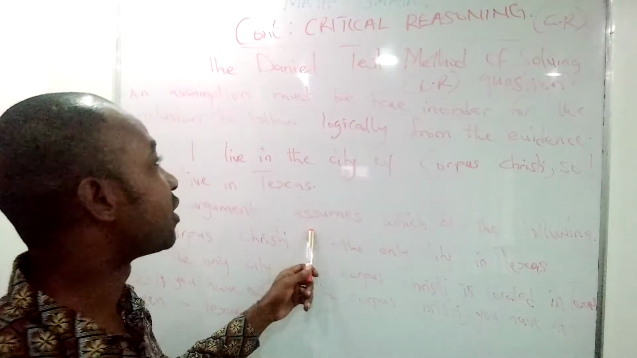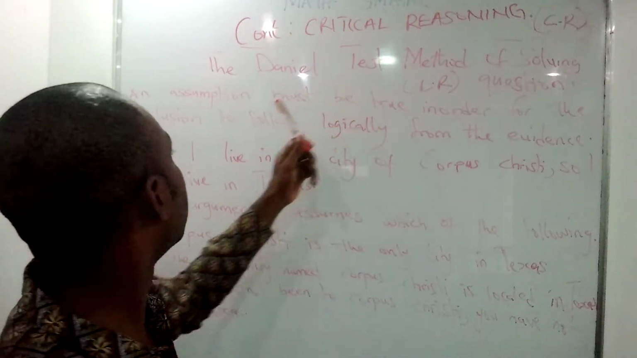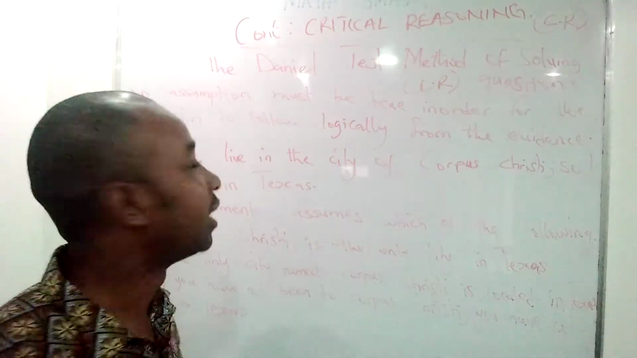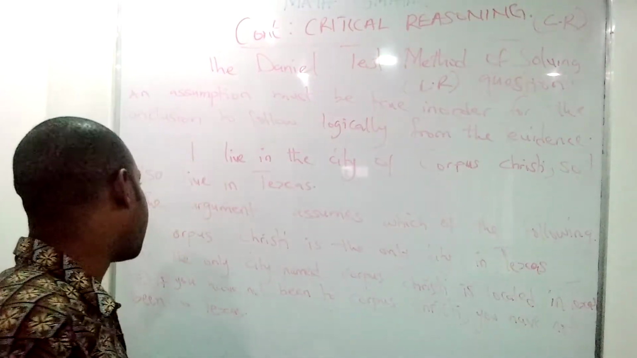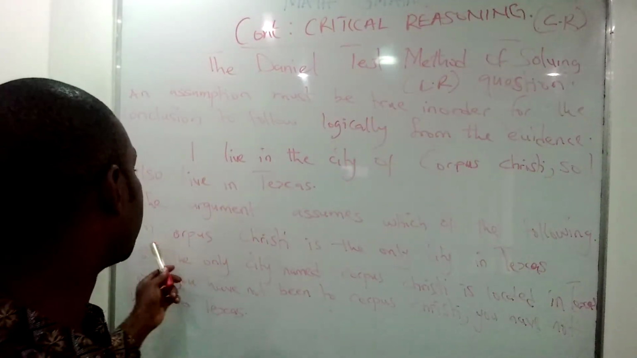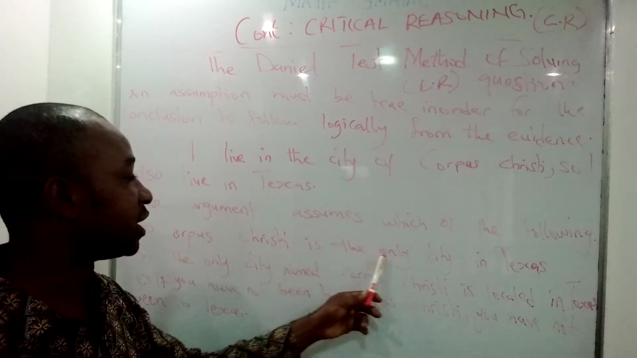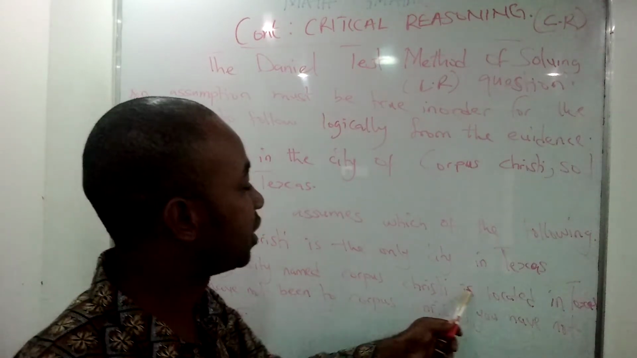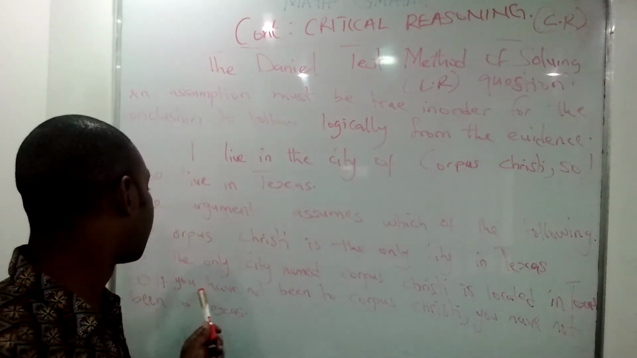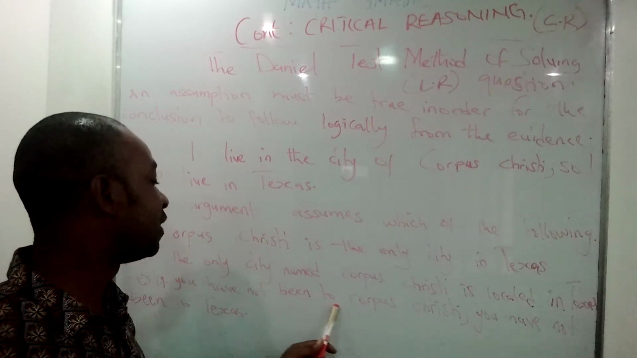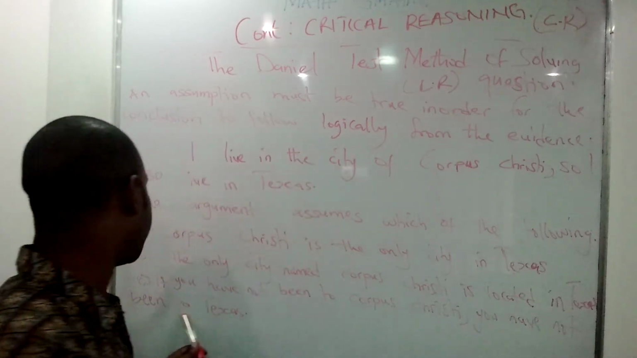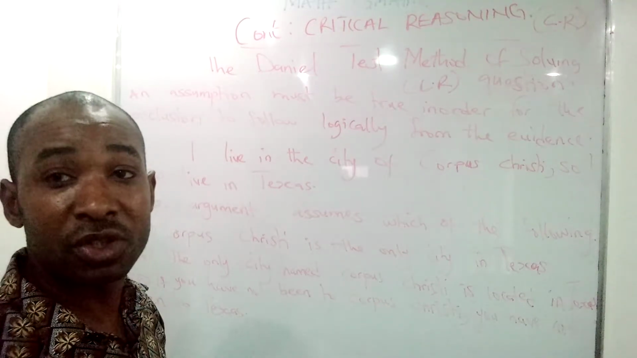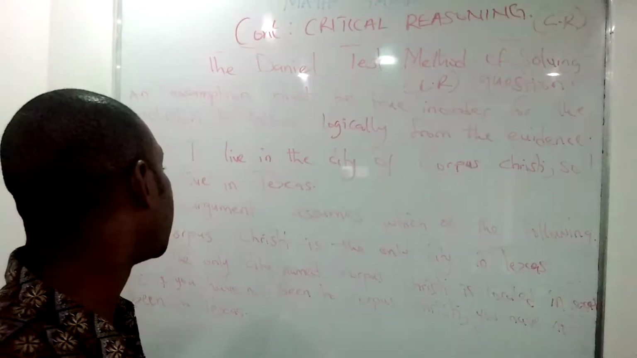So we are looking at assumption, and remember, an assumption must be true in order for the conclusion to follow logically from the evidence. Now, where is the evidence? Let's begin to solve the question. A says Corpus Christi is the only city in Texas. B says the only city named Corpus Christi is located in Texas. C says if you have not been to Corpus Christi, you have not been to Texas. Now let's begin to use the elimination method as I taught you yesterday.